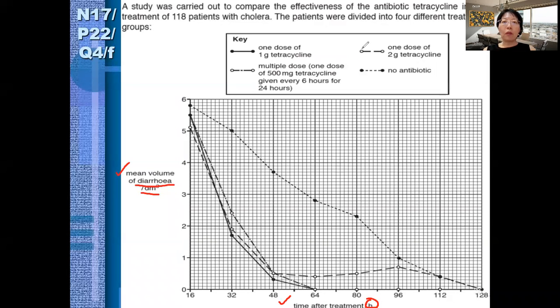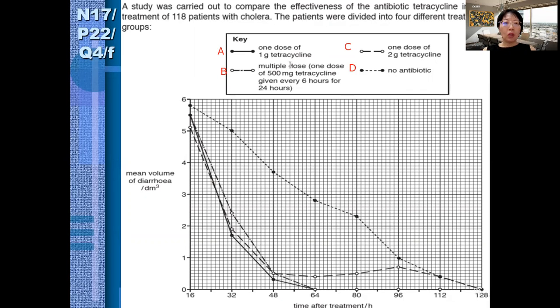Okay, so there are 4 possible treatments given here. So let me name the treatment as A, B, C, D. So later on, easy for me to describe. So A is only 1 dose of 1 gram tetracycline per day. And then B is multiple dose. That means every dose is only 500 milligram of tetracycline taken every 6 hours in 1 day. And then for C, is also 1 dose, and this 1 dose is 2 grams of tetracycline. And D, there is no treatment, so no antibiotics are given.